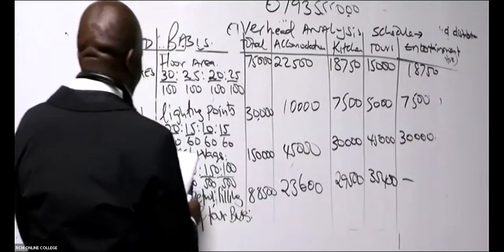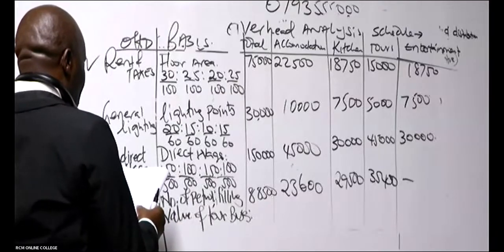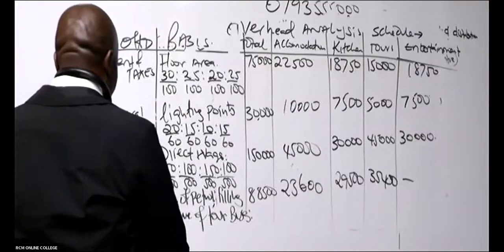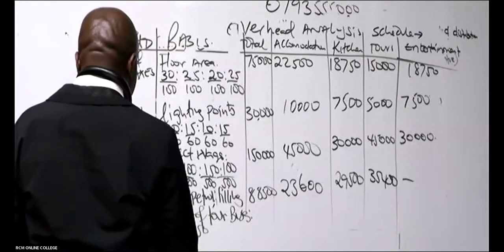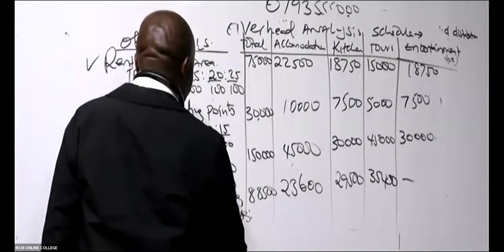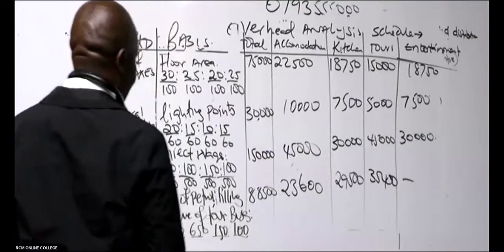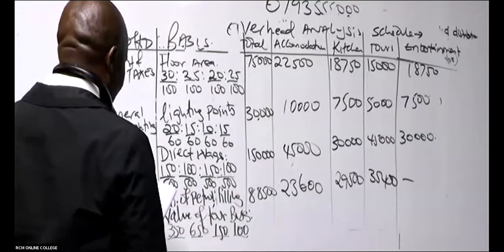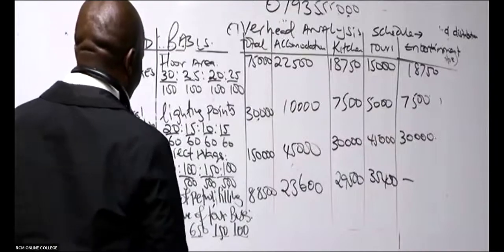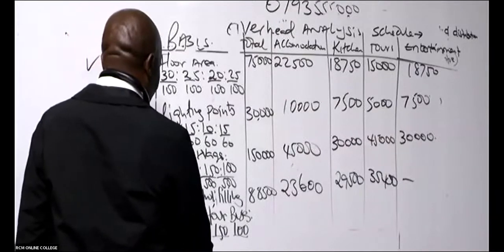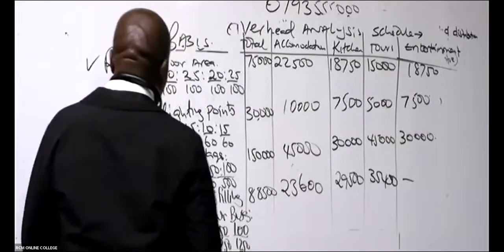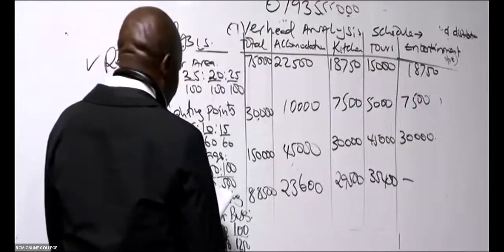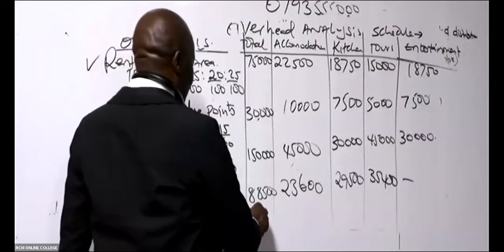So the value of the tour buses that we have there: 350, 650, 150, 100. All right, 1250. And the depreciation itself is 500,000.